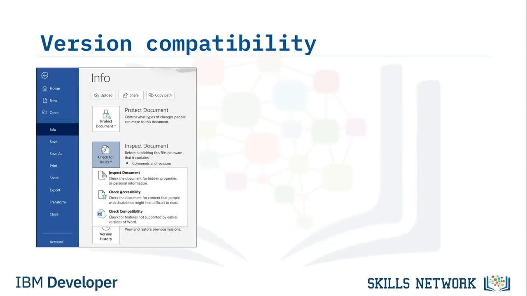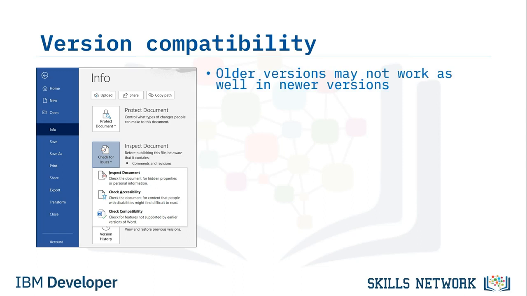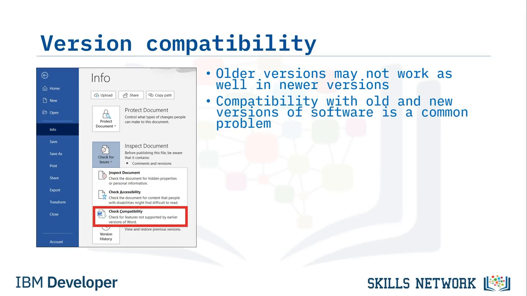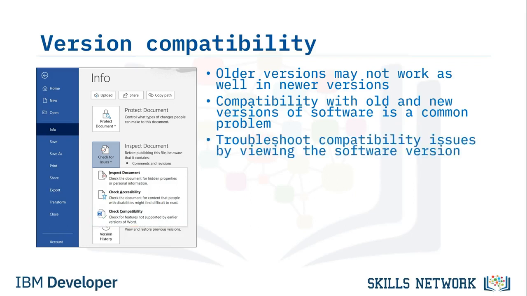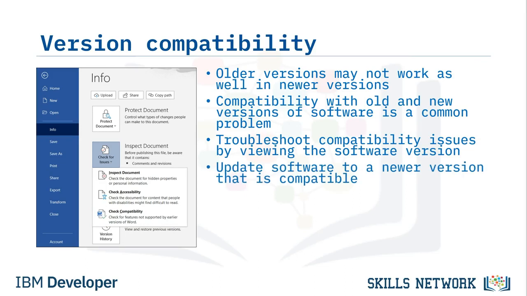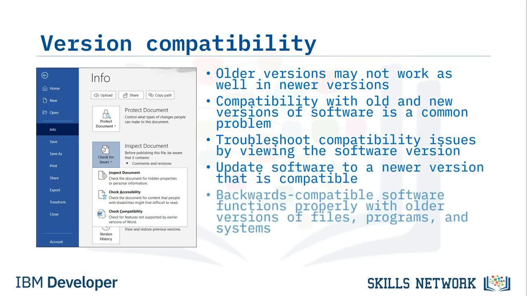Are newer versions of software compatible with older versions? Lack of compatibility between old and new versions of software is a common problem. You can troubleshoot compatibility issues by viewing the software version to determine if you are using an outdated version of the software. Sometimes updating software to a newer version will resolve compatibility issues. Some software is backwards compatible. If a program or application is backwards compatible, then the older versions of files, programs, and systems will work properly with newer versions.